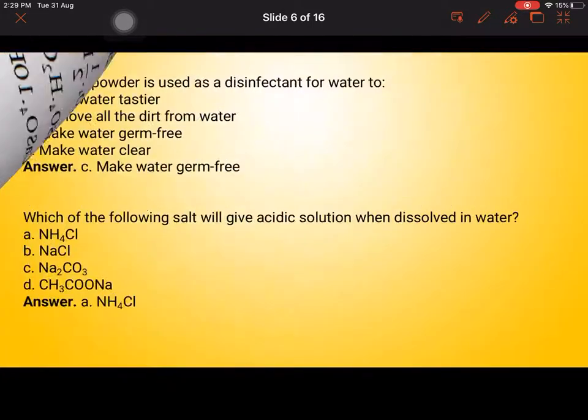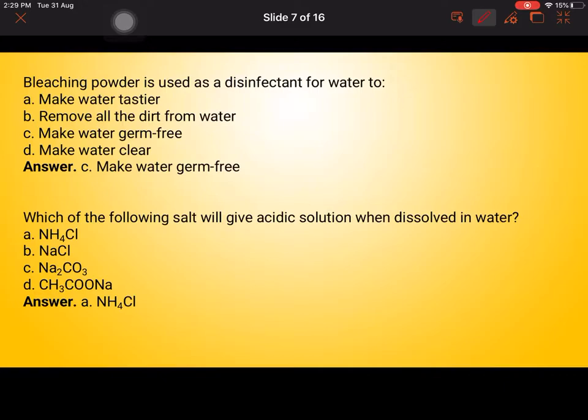Next: bleaching powder is used as a disinfectant for water to make water germ free. Which of the following salts will give an acidic solution when dissolved in water? Ammonium chloride will give an acidic solution when dissolved in water because it is formed from a strong acid, which is known as hydrochloric acid.